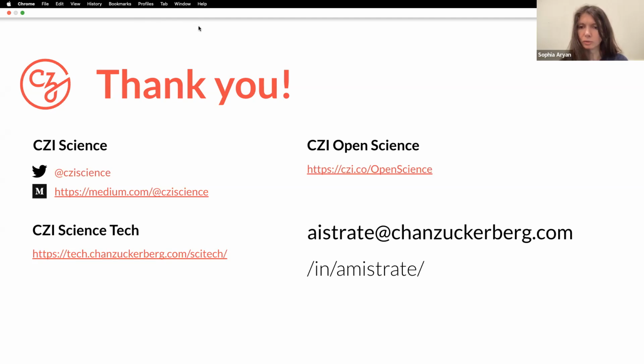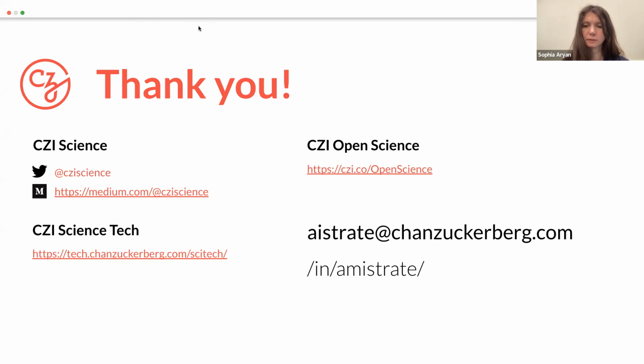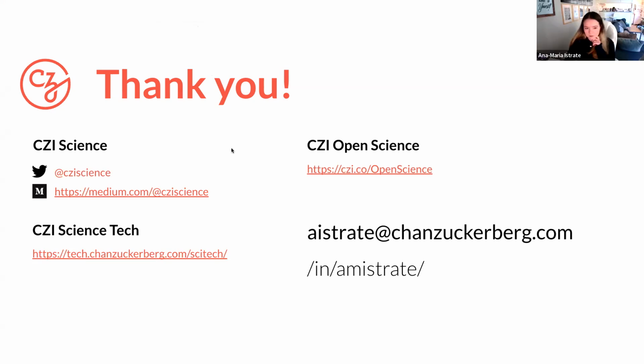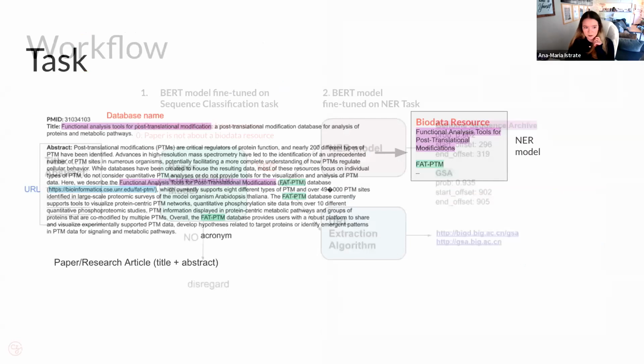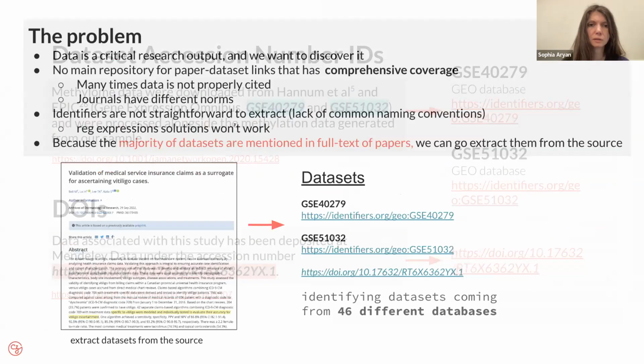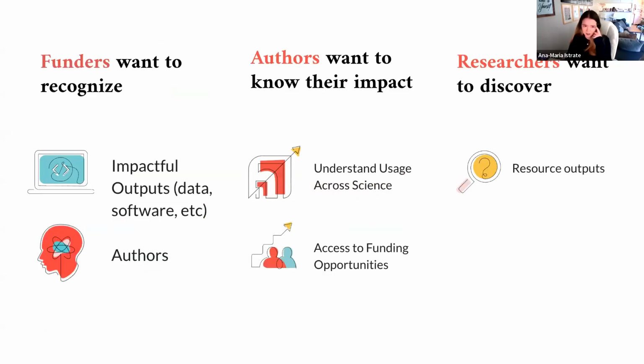Okay, I see a question from Eric. What are the key use cases for applying these LLMs? Yeah, so, sorry, let me go back. The main thing we're interested in as a philanthropy is that we want to recognize impactful outputs like data, software, and databases. That's why we build these models to extract these outputs from scientific articles, because ultimately we're interested in what software or data sets have the biggest impact on science.